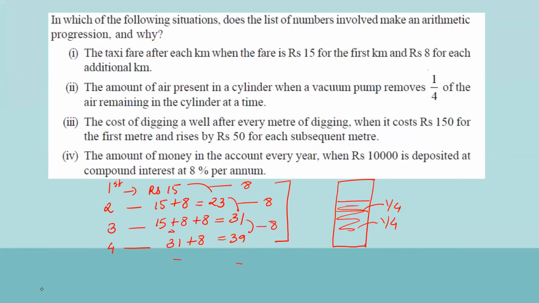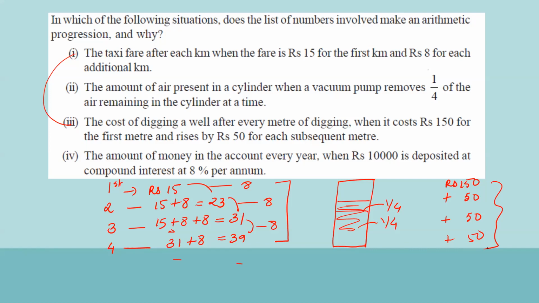The third one, the cost of digging a well after every meter of digging, when it costs rupees 150 for the first meter, rises 50 for each subsequent. This is same as your taxi fare. So for the first meter to dig, it costs rupees 150. And after 150, for each meter they are putting plus 50. For the third meter, again plus 50, again plus 50. So 50 is your common difference. Yes, it forms an AP.